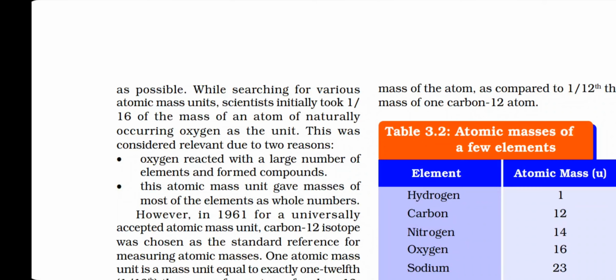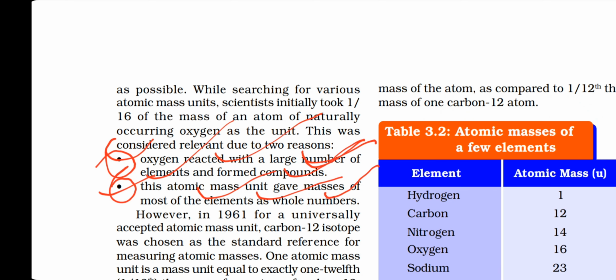They came to the conclusion that they should take oxygen as the relative mass of all the elements. It would be easier because oxygen reacts with a large number of elements, and this mass unit gives us most of the elements in whole numbers. So we can get atomic masses in whole numbers by using oxygen.